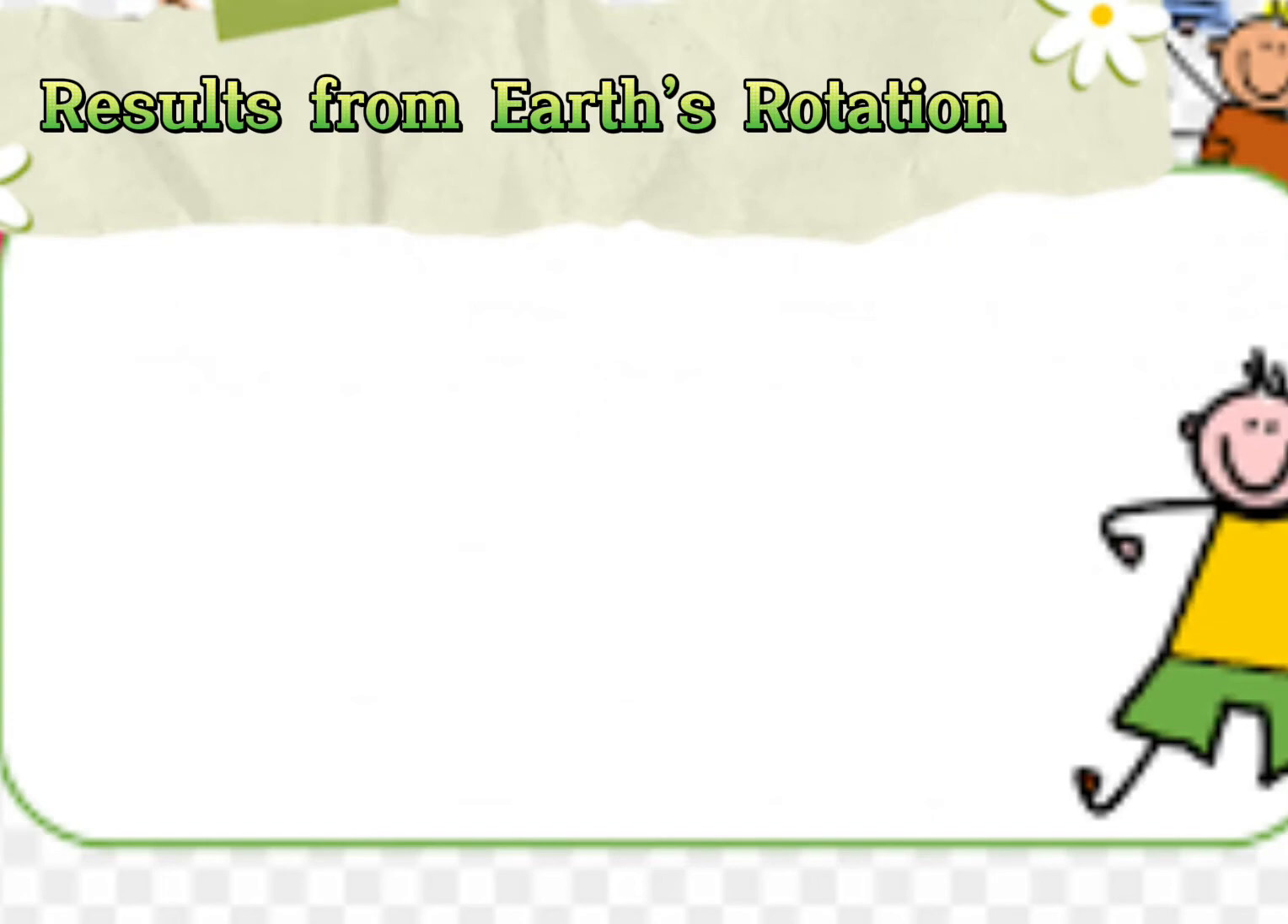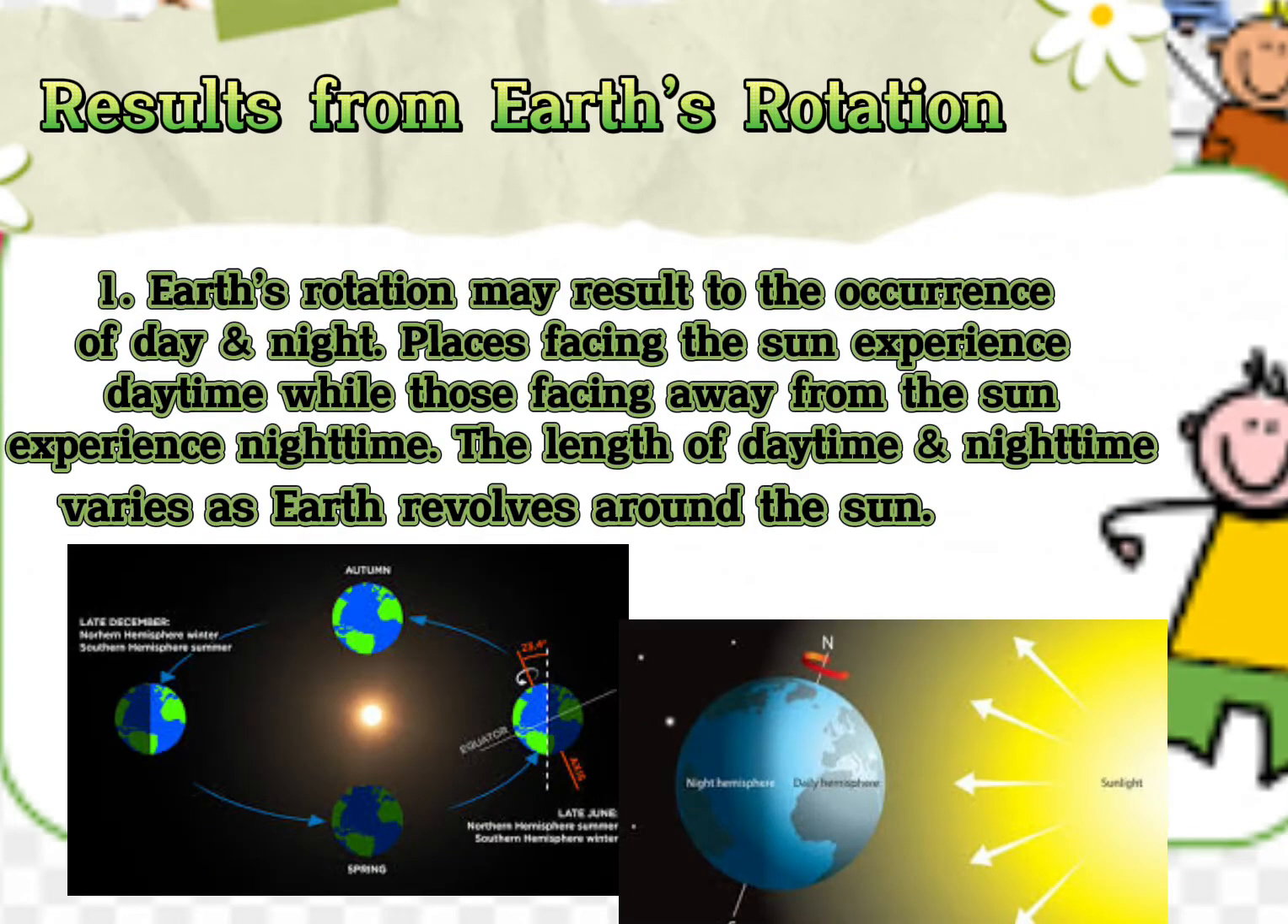Here's the results from Earth's rotation. The first result from Earth's rotation is the occurrence of day and night. Places facing the Sun experience daytime, while those facing away from the Sun experience nighttime. So the length of daytime and nighttime varies as Earth revolves around the Sun.